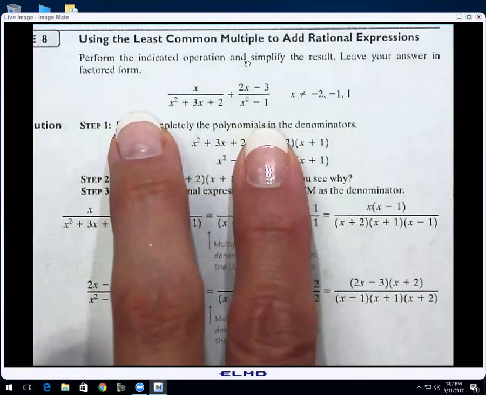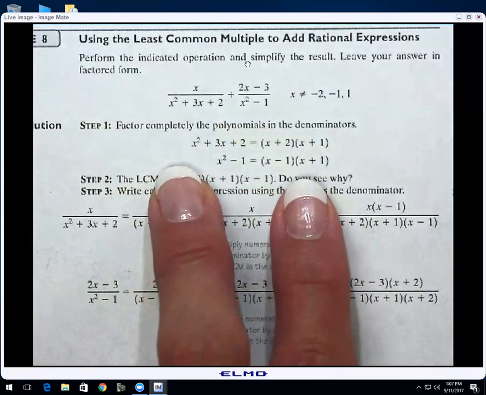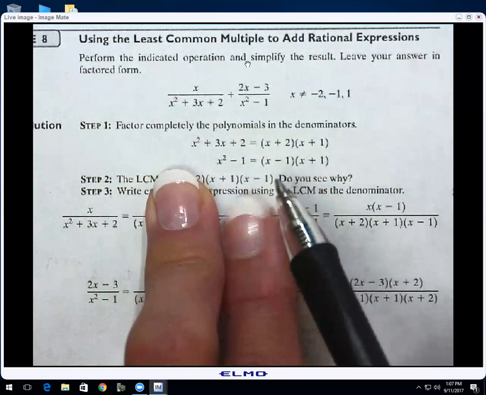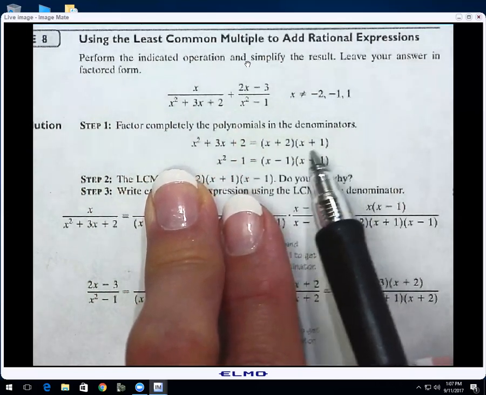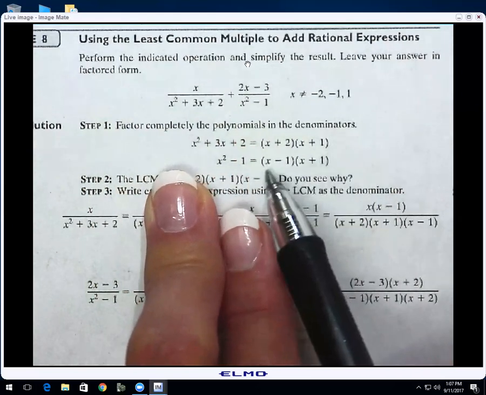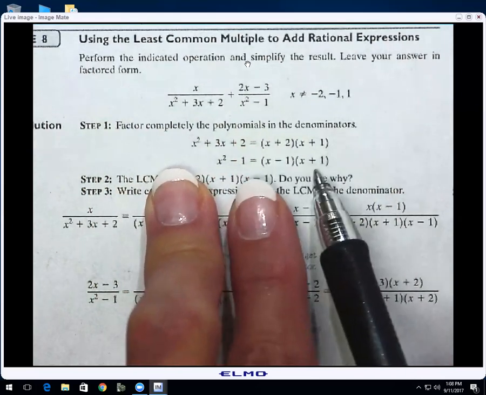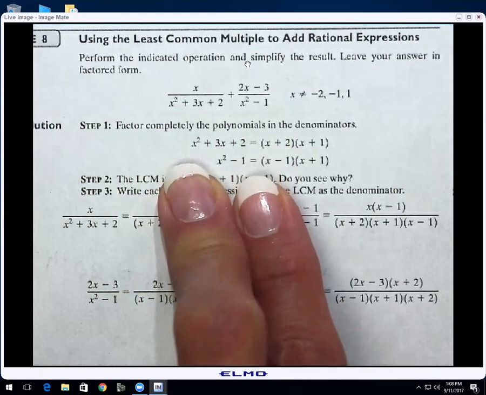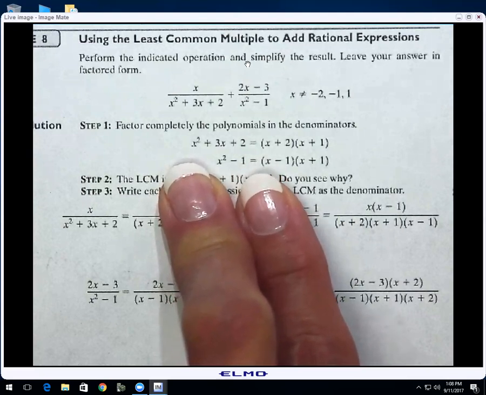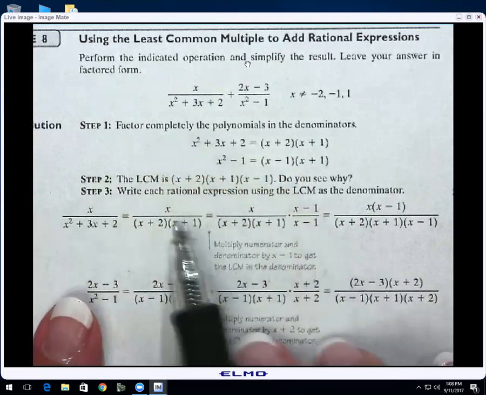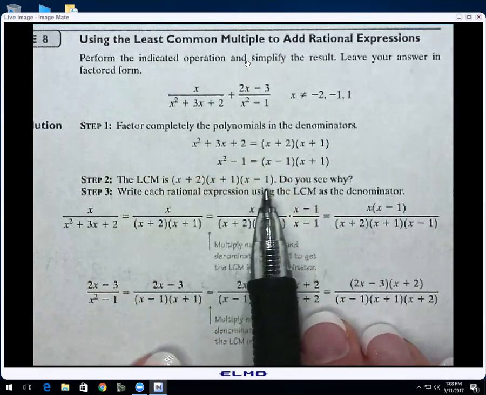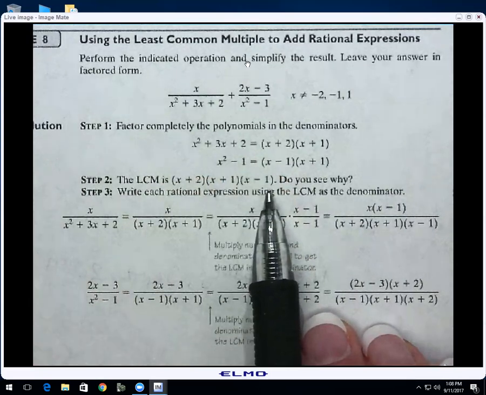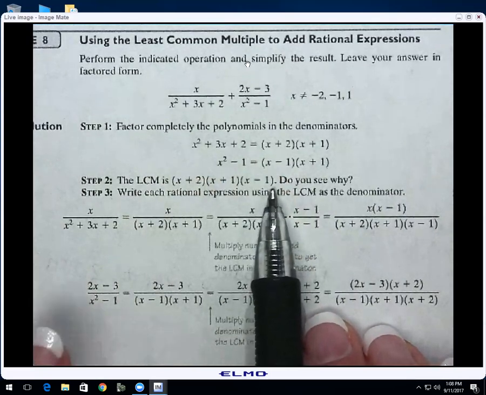First thing they did was factor both denominators to find the LCD. First denominator became x+2, x+1. Second one became x-1, x+1. So you tell me, while I have it covered up, what all has to go in the LCD? x+2, x-1, and x+1. The LCD is going to have three factors: x+2, x+1, x-1.